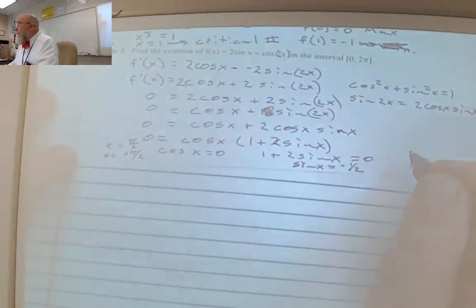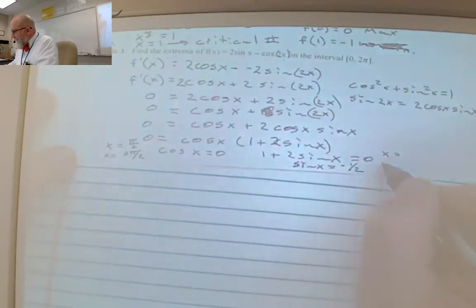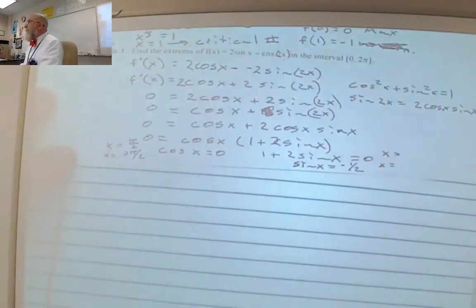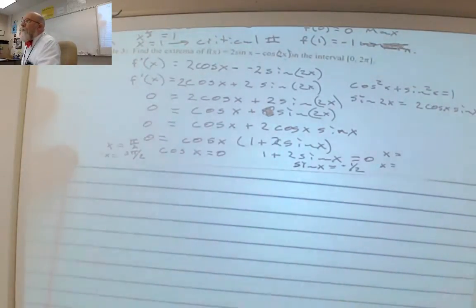Sine is negative in what two quadrants? You can't use a calculator. You're not allowed to use a calculator in this one. Why? Third and fourth, because y is negative. Okay? So now that I know it's in the third and fourth, I'm going to forget about it for a bit. Where is sine 1/2?